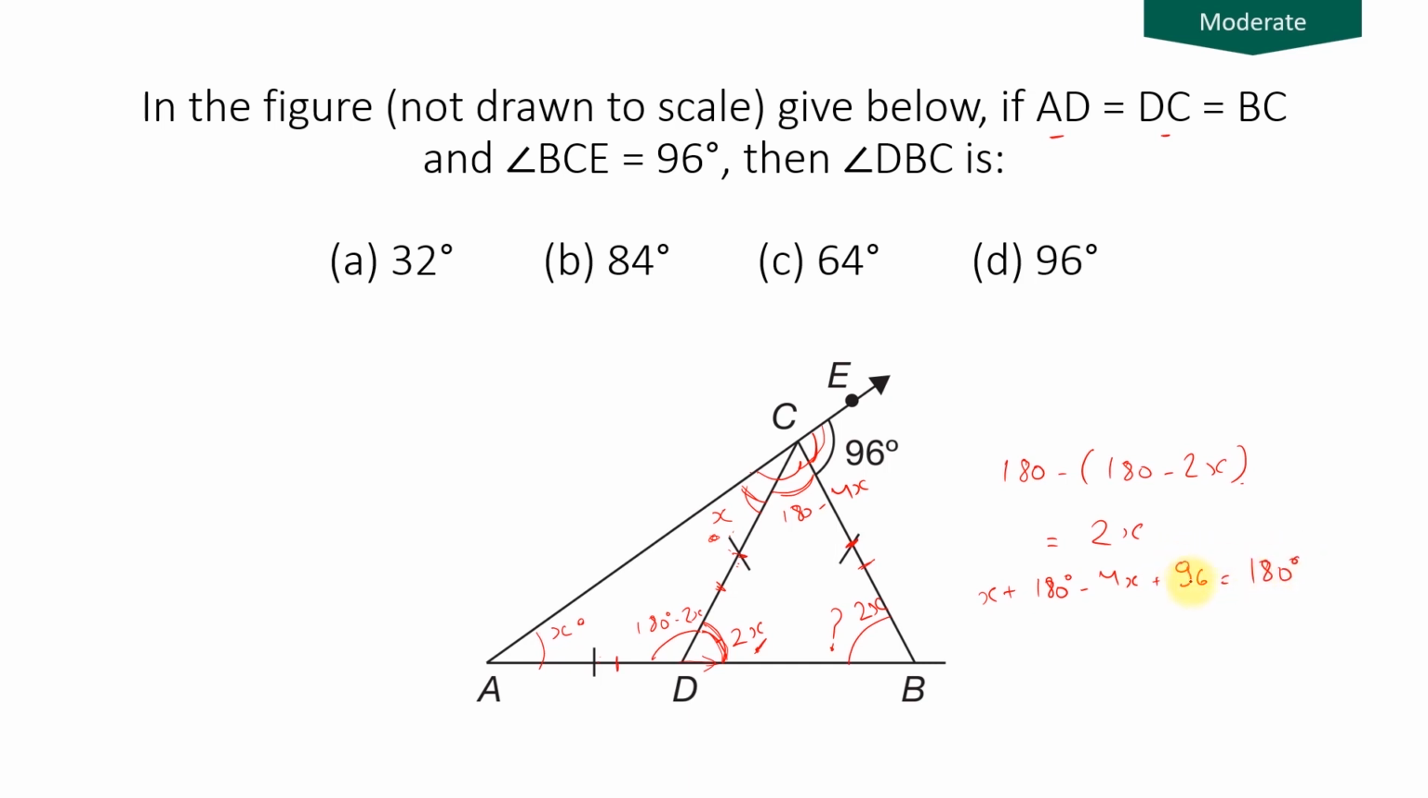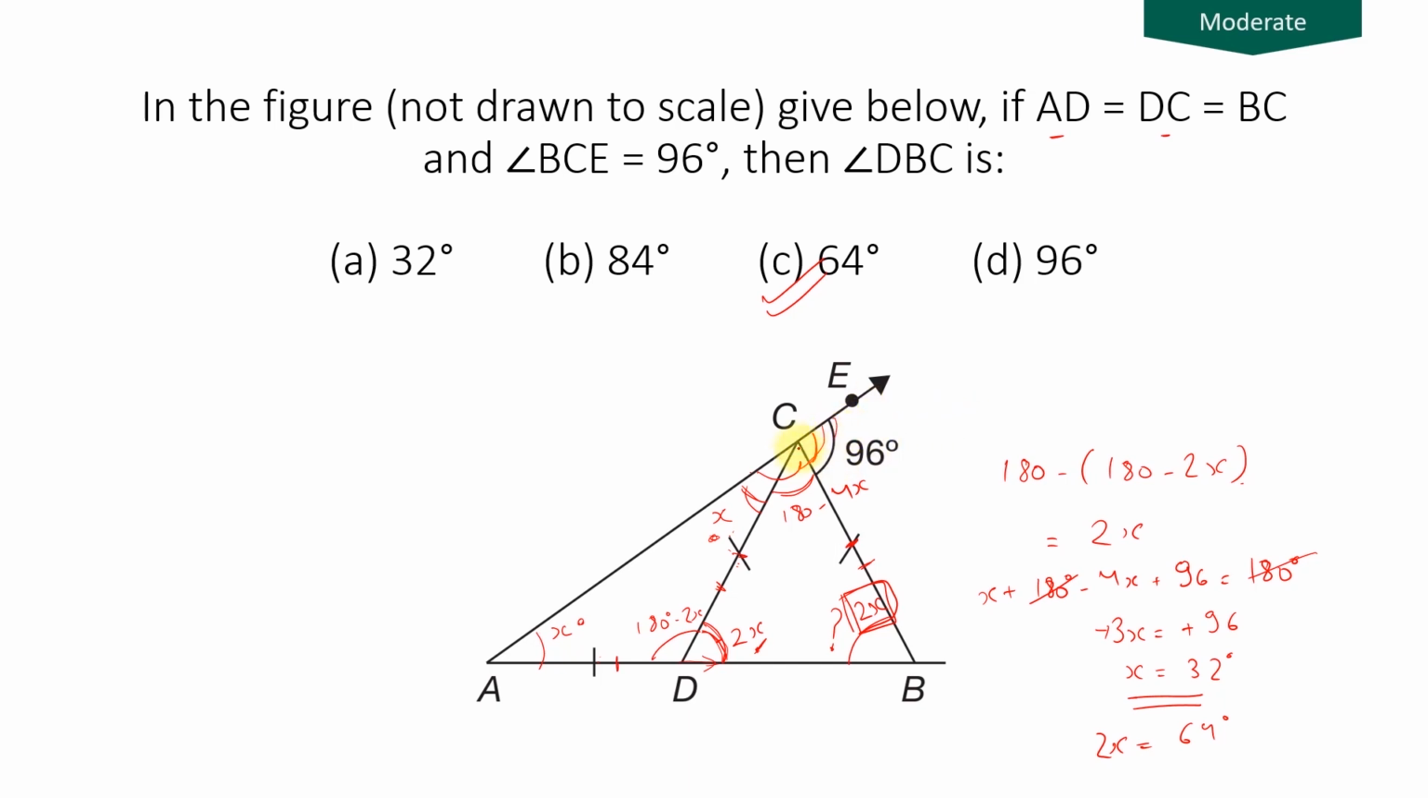Now we can solve this equation to find out the value of x. So 3x is equal to 96. X is equal to 32 degrees. Now we have to find the angle DBC, which is 2x. So we know that x is 32, so 2x is going to be 64 degrees. So this is how you can solve this question. You can simply use the concept of exterior angle also to solve this question.